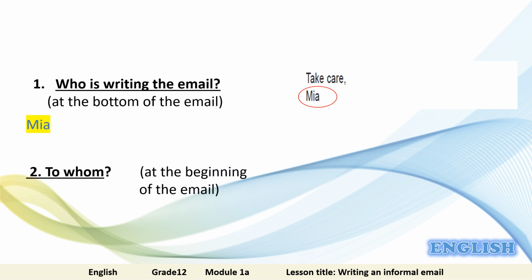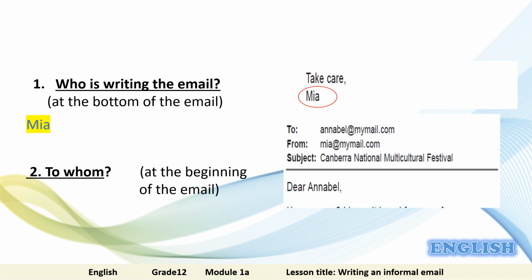Who is Mia writing to? Who's our recipient? Take a look at the beginning of the email, right after the word dear. Can you spot a name? Here we go. It's Hannibal. So Hannibal is our recipient.